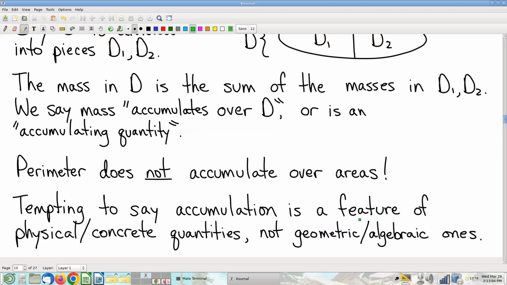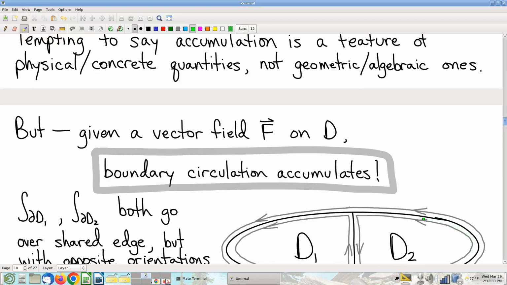Okay, very importantly though, this is not a perfect correspondence. There are some mathematical constructions that do accumulate. And this is a huge point. This is the nugget at the center of what we're developing here as Green's theorem, is the fact that we're going to have an algebraic/geometric, namely mathematical abstract construction that does accumulate. And here's what it is.